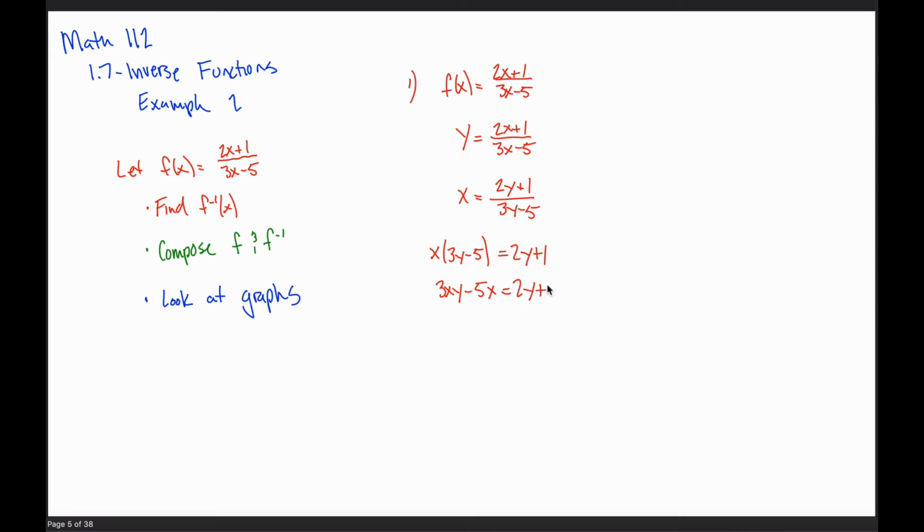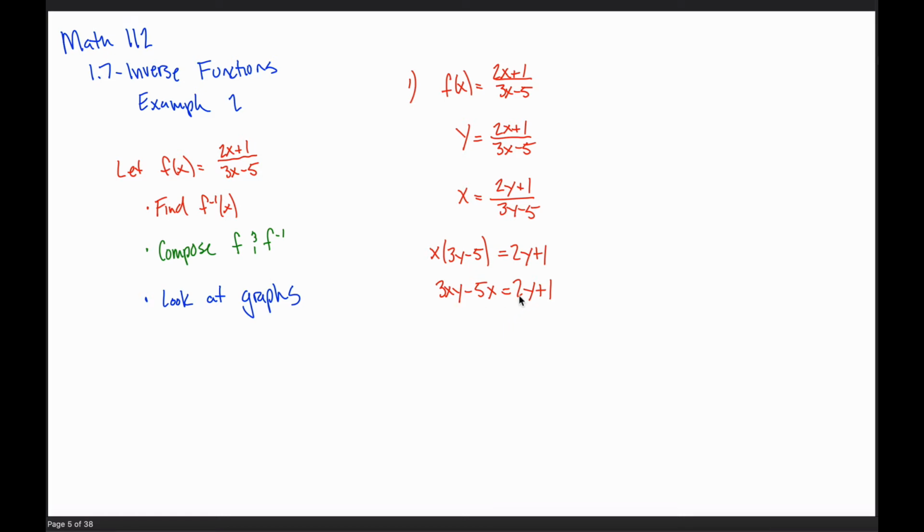To get rid of the parentheses, I'm going to distribute this x through and get 3xy minus 5x is equal to 2y plus 1. The way to view this is as four terms. The first term is 3xy, the next term is 5x, the third one is 2y, and the fourth one is 1. And if you view this as four separate terms, you might recognize that two of those terms, namely this first one and this third one, have the letter y in them.